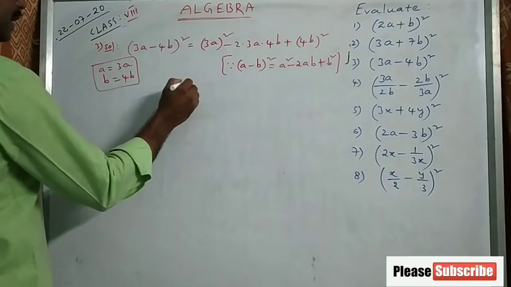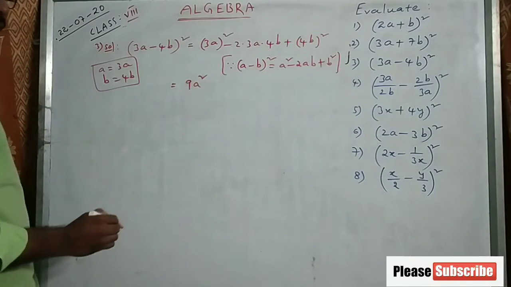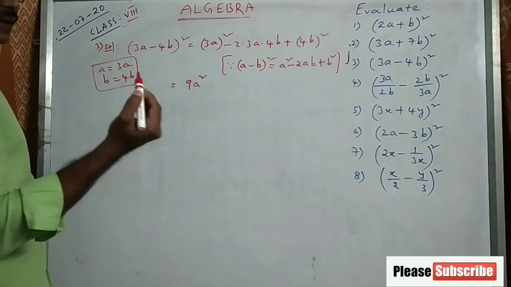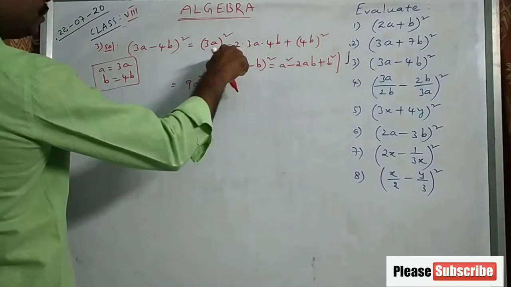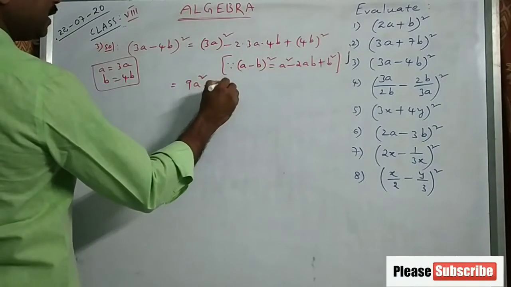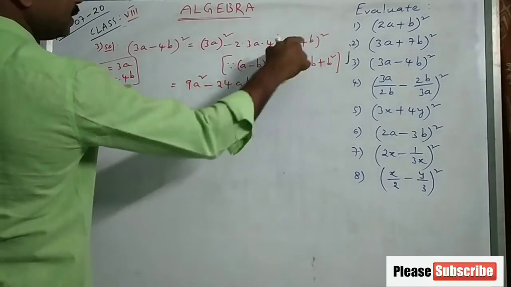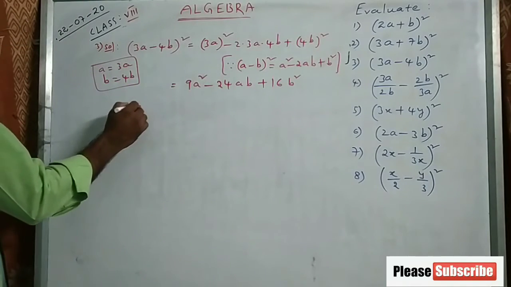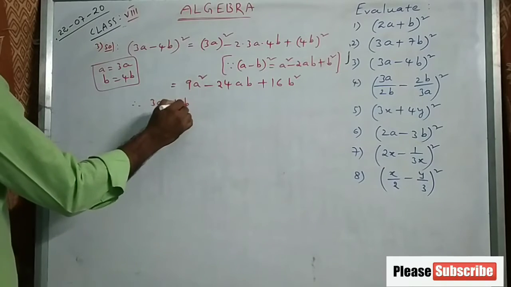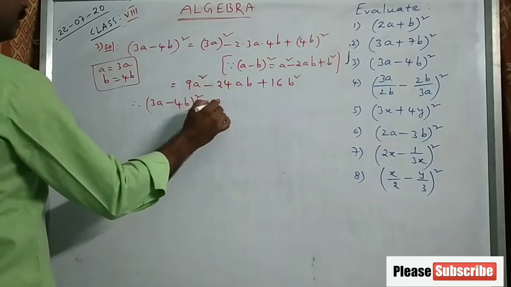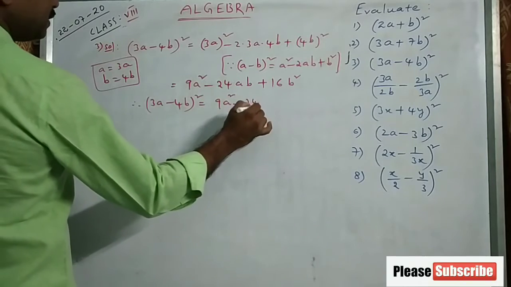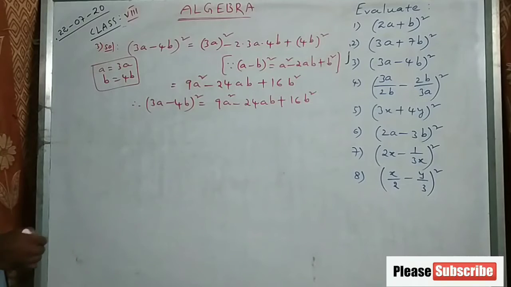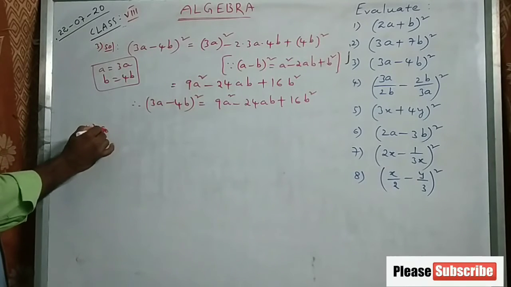Now 3a into 3a, how much? 9a square, as I told you earlier. 3 3s are 9, a into a, a square. 2 3s are 6, 6 4s are 24, ab, plus 4 4s are 16, b square. Okay, therefore (3a minus 4b) whole square equals 9a square minus 24ab plus 16b square. That is the end of the solution.